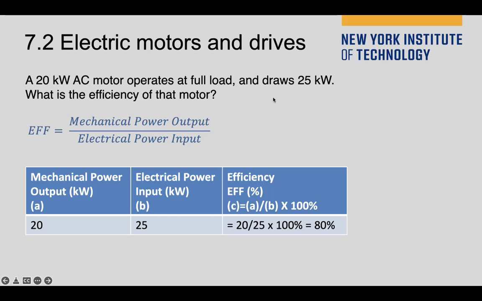So it draw 25 kilowatt, which is the input. So the motor draw 25 kilowatt electrical input, and that maintain the motor at full load speed. The power rating is 20 kilowatt. So the electrical power input is 25 kilowatt and mechanical power output is 20 kilowatt. So by the definition of the efficiency, and we can obtain the number of 80%.